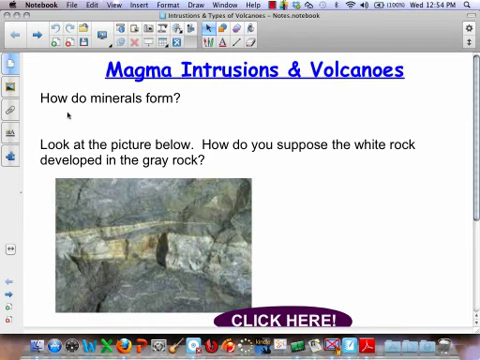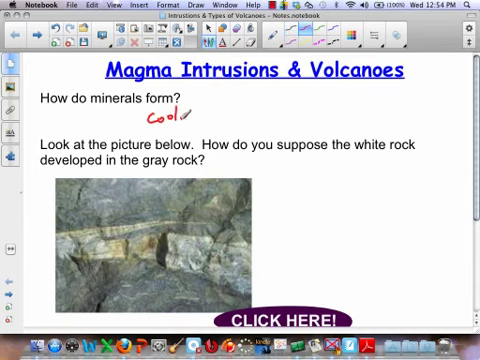If we think about it, it goes right back to this question. How do minerals form? Okay, they get melted, but how do we form them? They get cooled. Basically the cooling of the magma, right? So when we think about how our minerals form, they're formed by the cooling of magma.